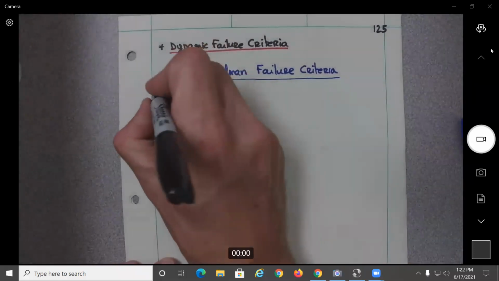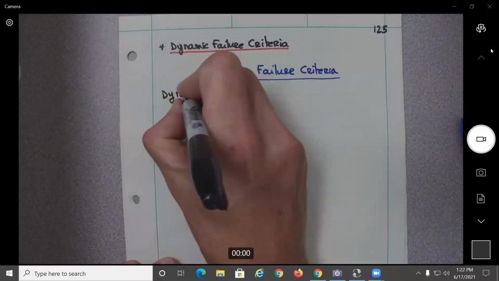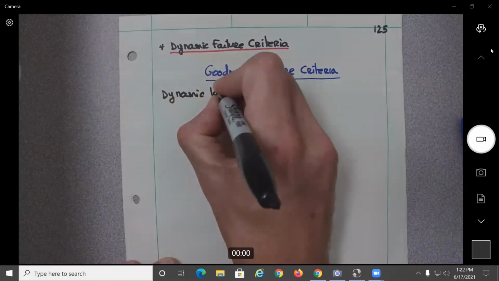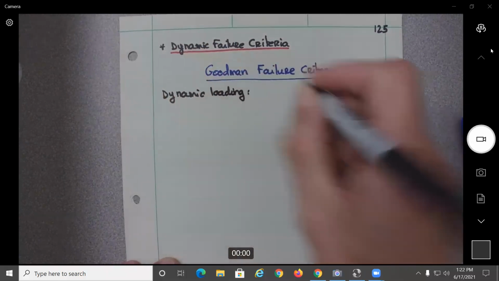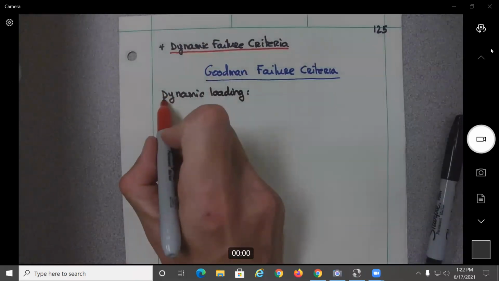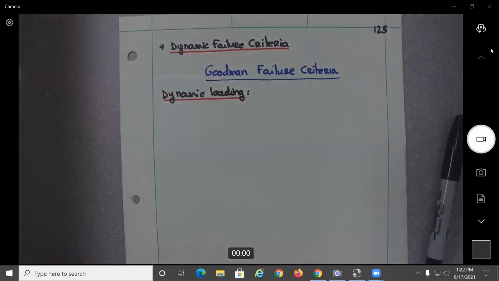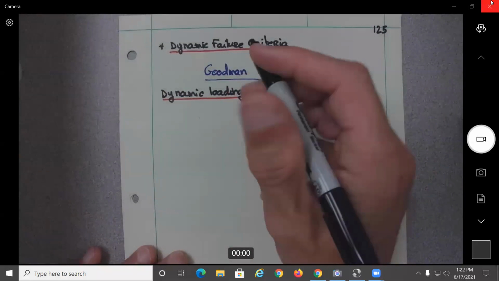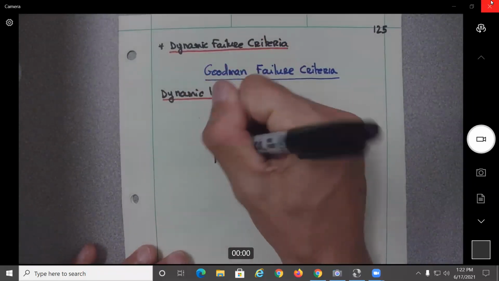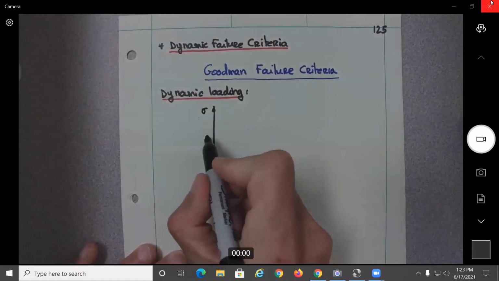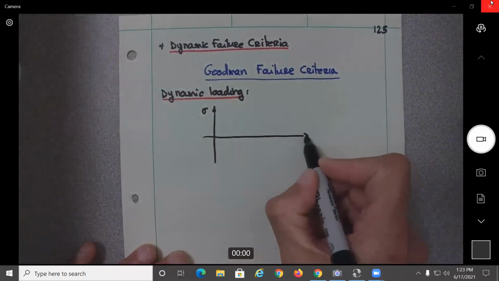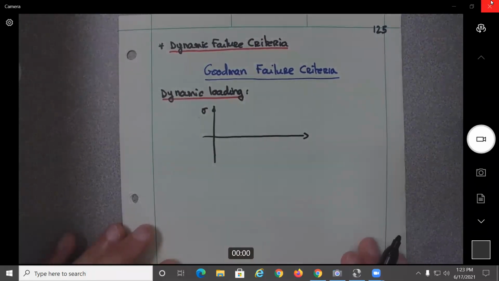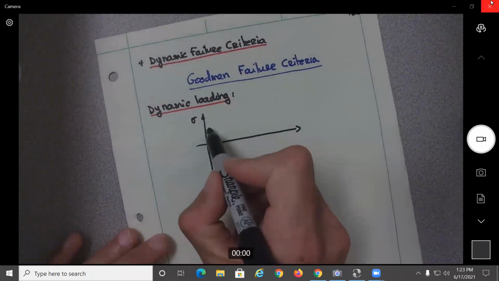Okay, so when you have a dynamic loading, generally they would be into one of these two forms over here. So they would be either fully reversed, which is the one I'm doing first. So what fully reversed means is that it's going to be oscillating between two values.